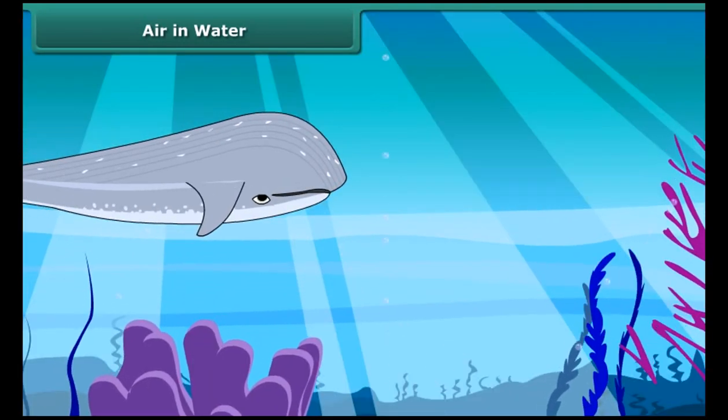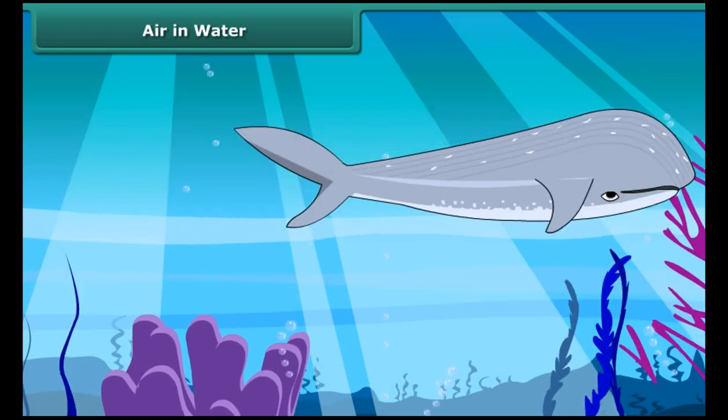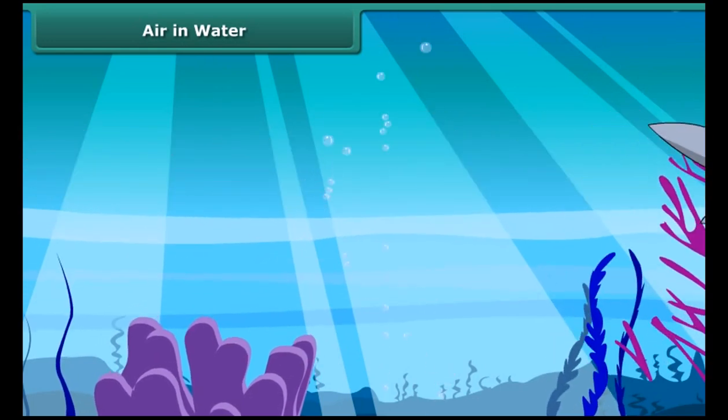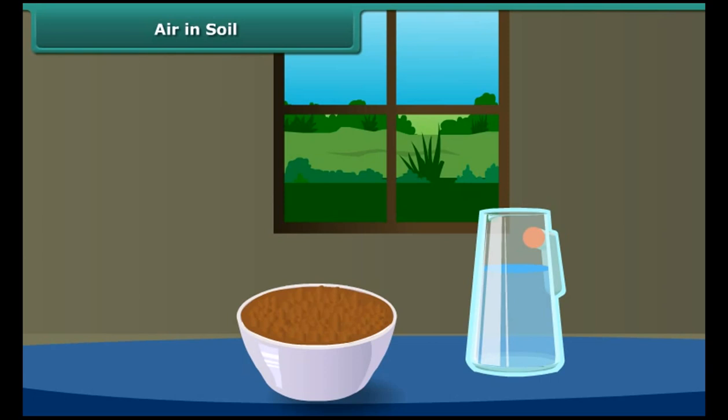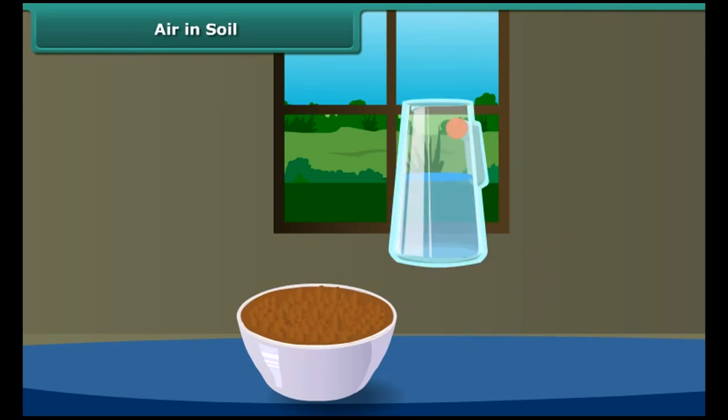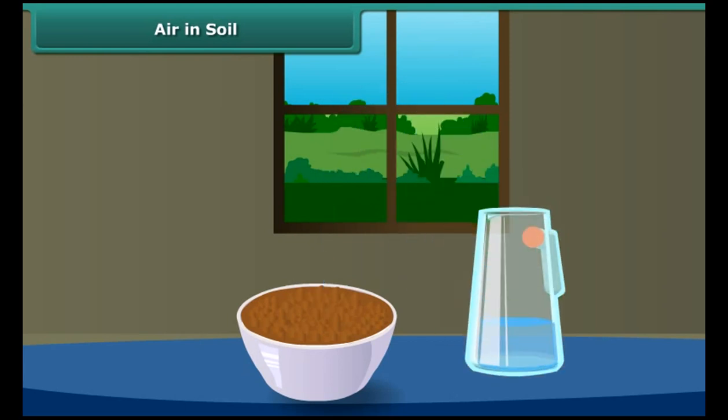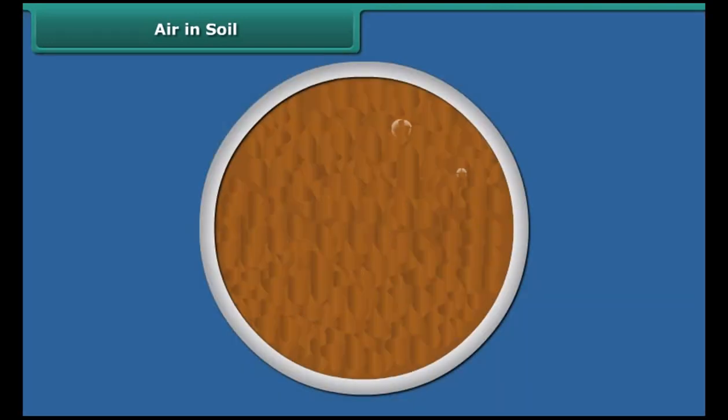The animals and plants in water use the dissolved oxygen for respiration. How do the organisms living in soil get oxygen? To know this, take some soil in a bowl and pour some water on it. What do you see? You can see that air bubbles are coming out of soil. When water is added to the soil, it replaces the air present in the soil. The air in the soil comes out as bubbles.